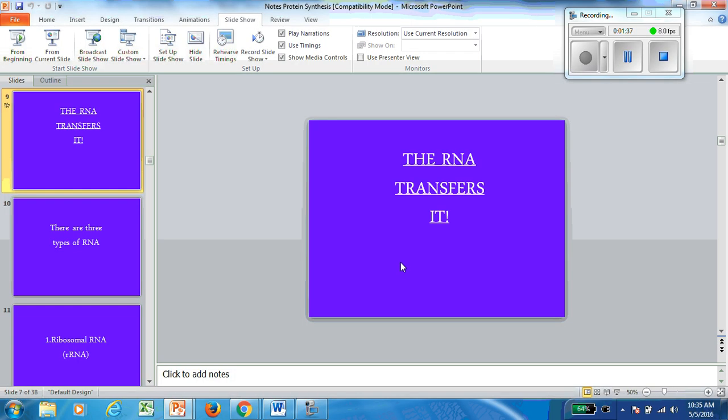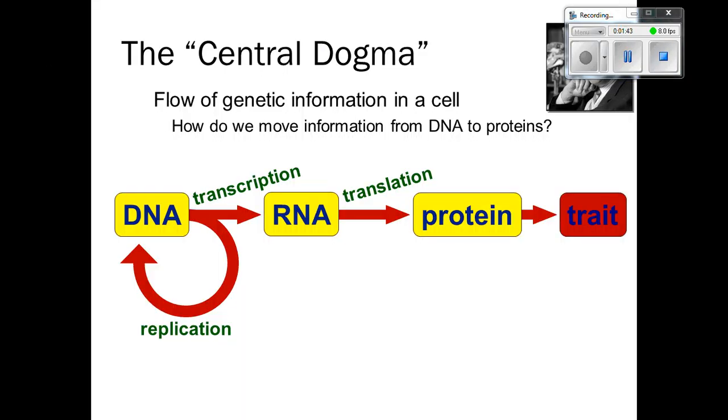Okay. So when we look at the central dogma of the flow of genetic information, DNA is replicated and then transcribed, right? DNA replicates to make more DNA, and DNA is also transcribed to make RNA. RNA gets translated to make our protein, and the protein causes the trait. So this is the central dogma of genetic information in a cell.